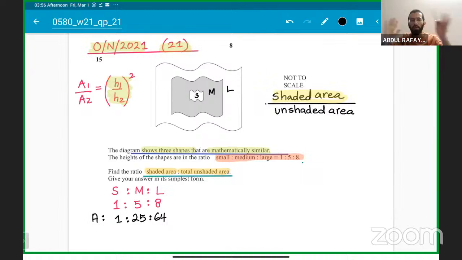So these are different sizes of similar shapes of one of the flags. Small, medium, large quantity. Everyone getting it? Guys with me? Can I get a response?